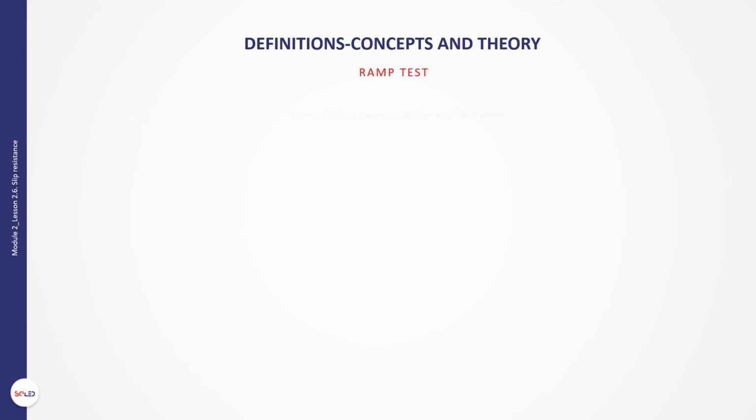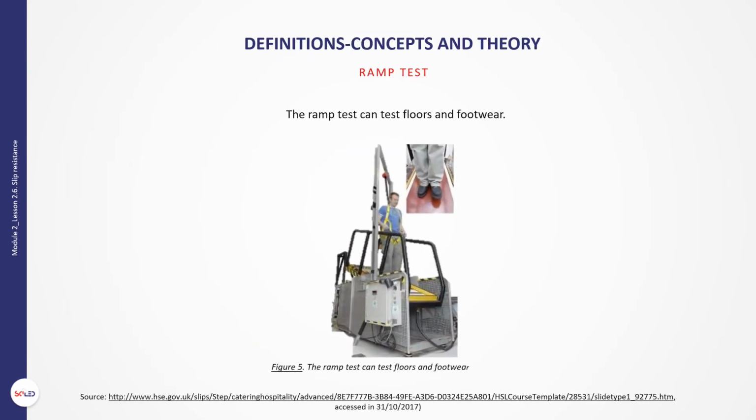Another method available to test the slip resistance is the ramp test, described in the standards DIN 51130, DIN 51097 and BS 4592. In this method, floors and footwear can be tested. This type of test classifies the footwear as being high, moderate or low slip potential on a given surface with a given contaminant.